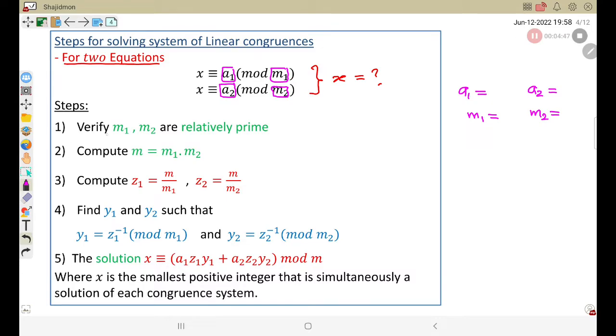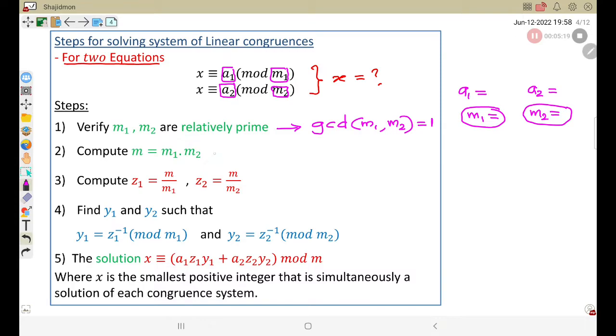Now the first step: verify m1 and m2 are relatively prime. That means we need to check the GCD of m1 and m2. It should be equal to 1. That is the meaning of relatively prime. If they are relatively prime only, we can find the x value. So first check that this is equal to 1. This is the first step in the Chinese remainder theorem.